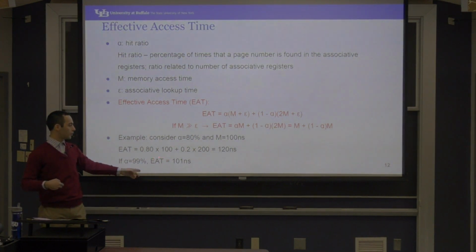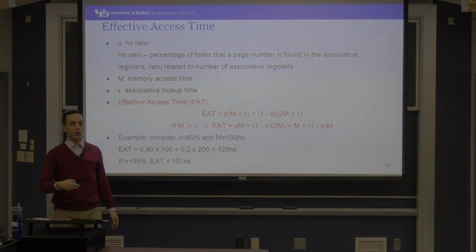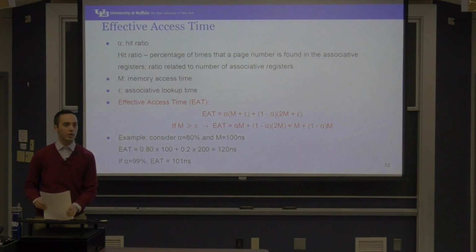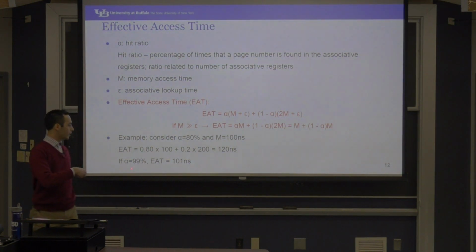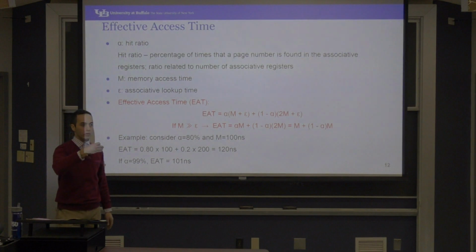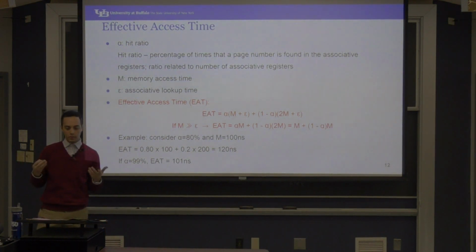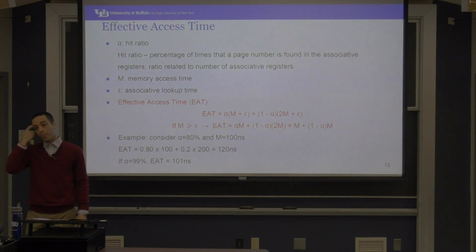And if you increase this alpha or the size of the TLB, and the hit rate goes up to 99%, for example, then the effective access time would come down to 101 nanoseconds, which is much closer to the base memory access time, right? That's also similar to how caches work in instruction cache or data cache, and the hit rates are actually 99.9 or 99.99 percent, whatever, right? They're pretty close. That's how they have evolved. All right? Any questions?